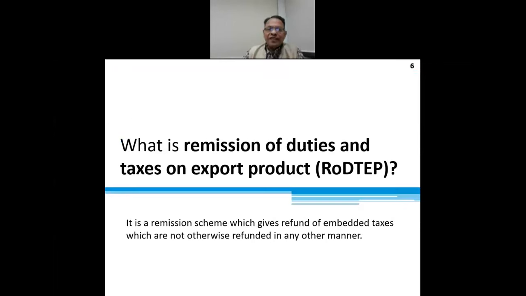So what is remission of duties and taxes on export products? It is a remission scheme which gives refund of embedded taxes which are not otherwise refunded in any other manner. Be very particular about this sentence. If you are getting the same taxation refunded by any other scheme, then you cannot claim that once again. Not possible. You will have to look at this aspect very, very carefully.